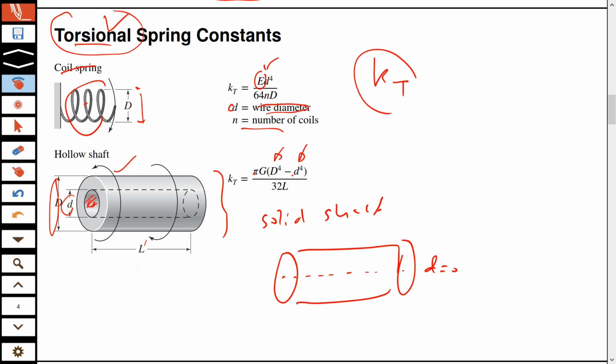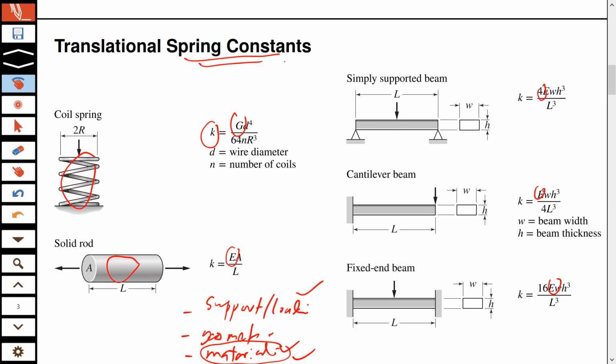If I set d to 0 in this formula, then KT, the torsional spring constant for a solid cylindrical shaft, will be pi times G times D to the fourth divided by 32L. So you can use this for both cases, hollow as well as solid. You are only expected to be able to use these tables.